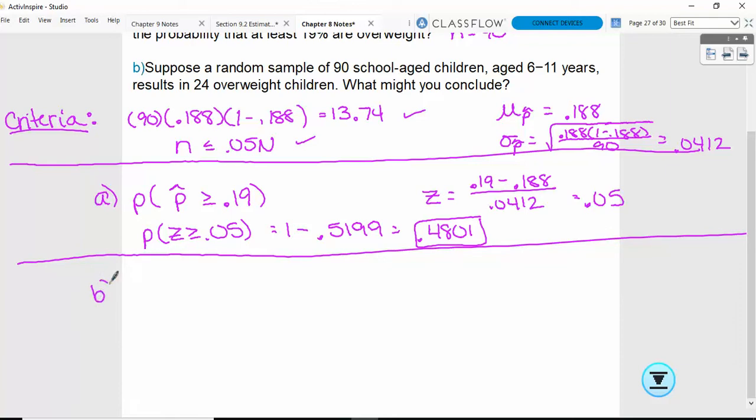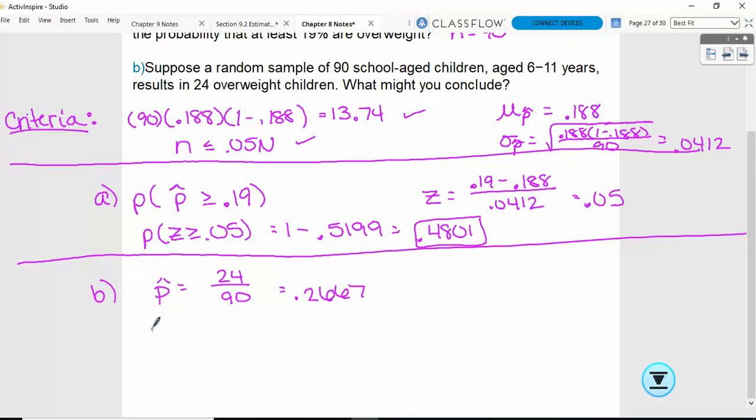All right, so part B. Suppose that my sample results in 24 overweight children. What might you conclude? Okay, so if I'm talking about the p's, I have to have a proportion. 24 is not a proportion. What should I do with that? Yep, we need that point estimate. So 24 divided by 90 because there were 90 children, and we get 0.2667. I don't want to round that too much.